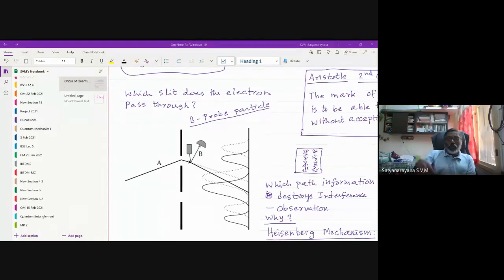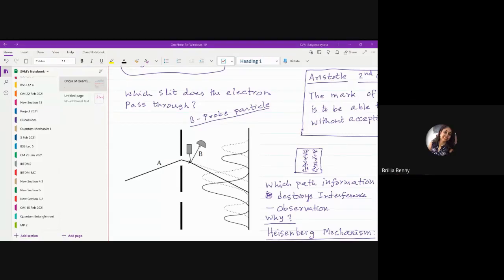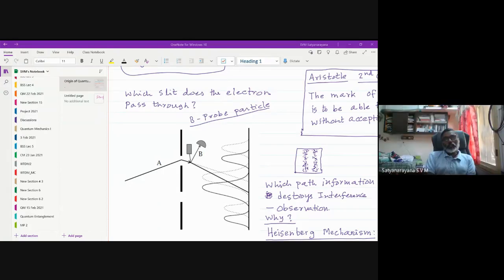So what is our situation here? Without probe particle, if you send a large number of particles, interference fringes appear. Now, the moment you put in probe particle, the interference is lost. Okay? Now, this distinction is what we are trying to understand.